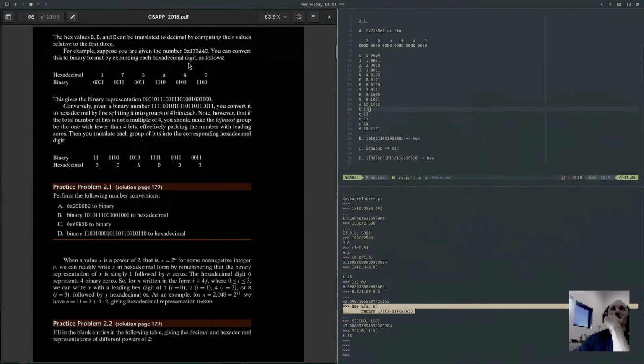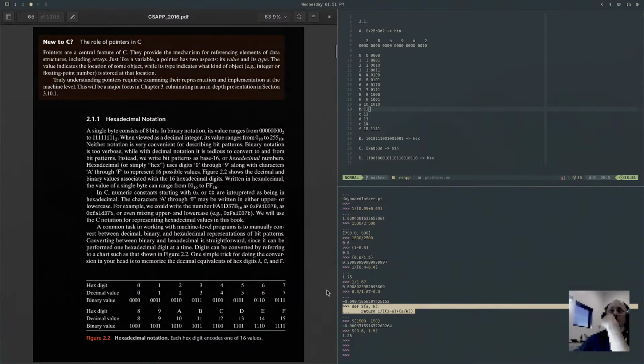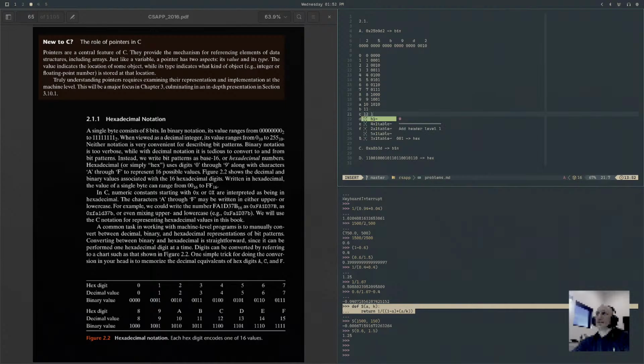Here we go. The hex values B, D, E can be translated by just choosing the values well to the first three. The first three are A, C, and F. So A and F are easy. A is 1, 0, 1, 0. F is 1, 1, 1, 1. C would be 1, 1, 0, 0. So 11 would be 1, 0, 1, 1. 1, 1, 0, 0. 1, 1, 0, 1. 1, 1, 1, 0. So A is 1, 0, 1, 0.